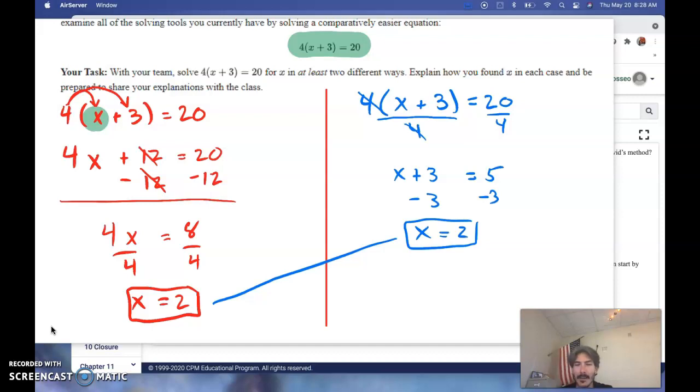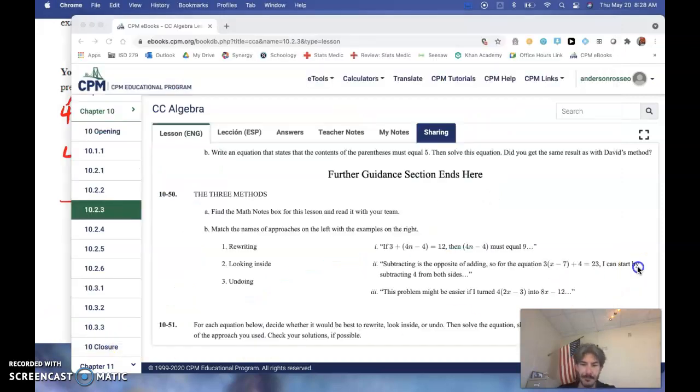And we considered, could it be done differently? In CPM, they really throw three methods at you. They call it the rewrite method, the look inside method, and the undoing method. Now, this is problem 1050 from our book, and they ask you to do some matching. And the matching really is not bad. It's maybe pretty obvious for you.